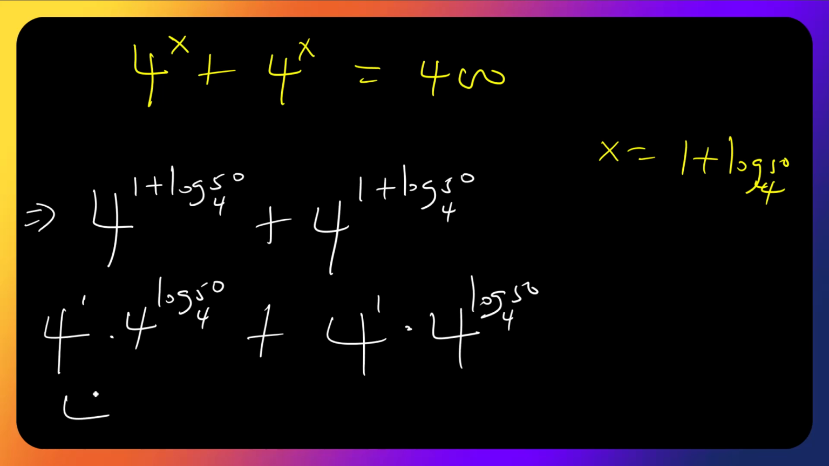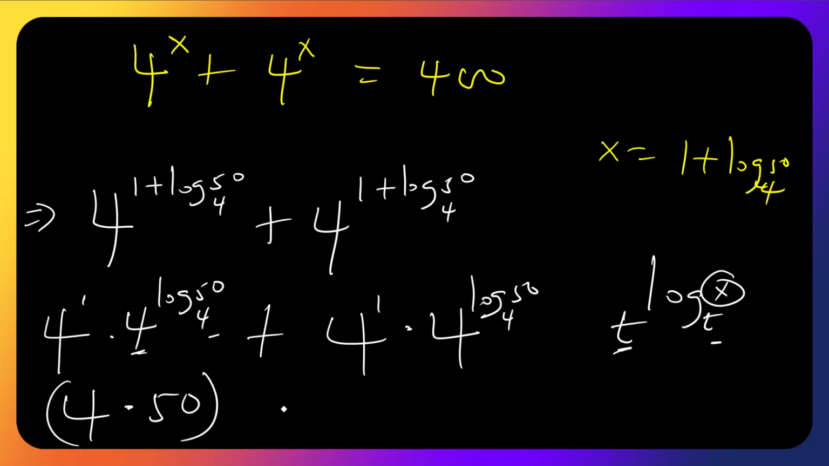So this side will be 4 times. Now, according to this property, log t raised to x base t, the answer is x. So we have 50. So this side will be 4 times 50. Plus, we have same thing here, 4 times 50. So 4 times 50 is 200. So we have 200 plus 200, which is 400.